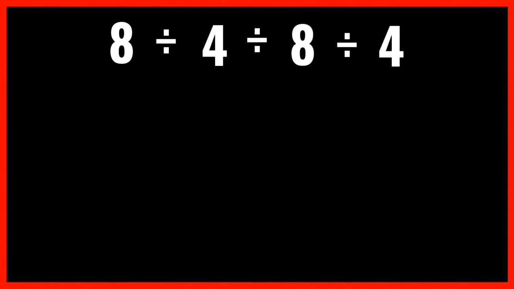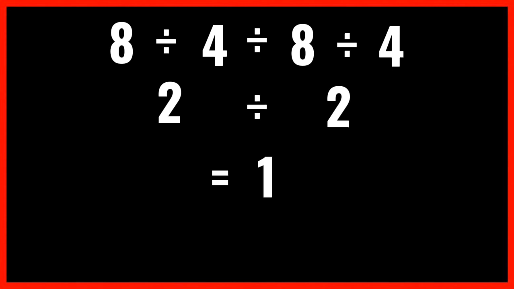Let's solve this problem. 8 ÷ 4 ÷ 8 ÷ 4. At first glance, many people get this wrong. They group the numbers and think of it as 8 ÷ 4 and 8 ÷ 4. So they calculate 8 ÷ 4 equals 2, and the other 8 ÷ 4 also equals 2. Now the expression becomes 2 ÷ 2, which equals 1. So they confidently say the answer is 1, but this is wrong.